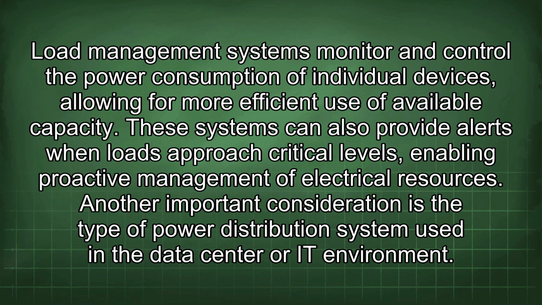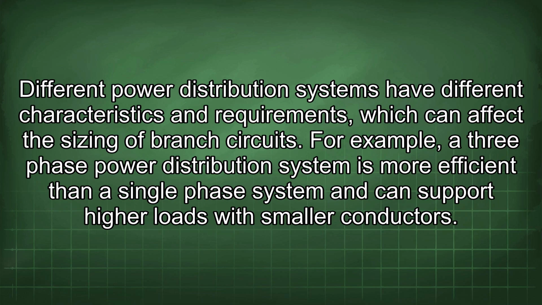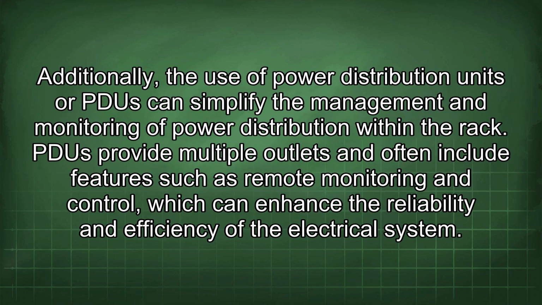Another important consideration is the type of power distribution system used in the data center or IT environment. Different power distribution systems have different characteristics and requirements, which can affect the sizing of branch circuits. For example, a three-phase power distribution system is more efficient than a single-phase system and can support higher loads with smaller conductors. Additionally, the use of power distribution units, or PDUs, can simplify the management and monitoring of power distribution within the rack. PDUs provide multiple outlets and often include features such as remote monitoring and control, which can enhance the reliability and efficiency of the electrical system.